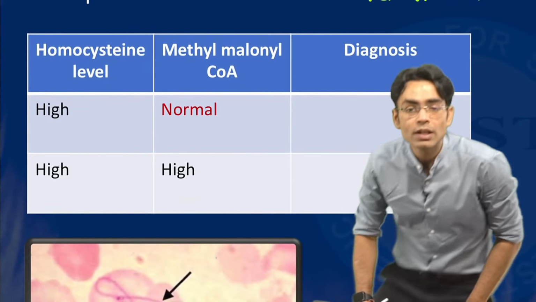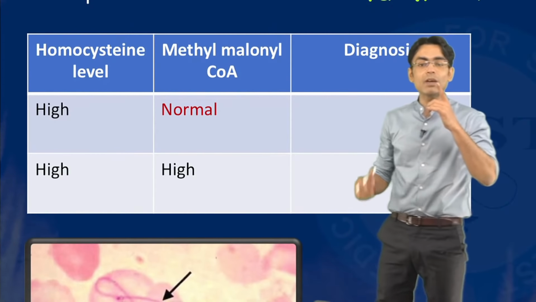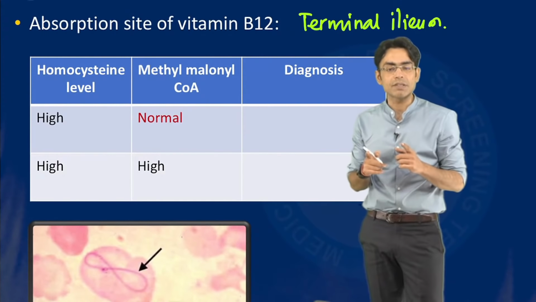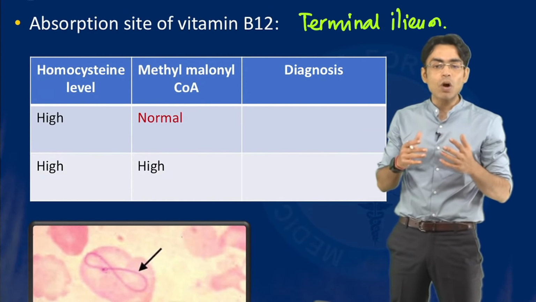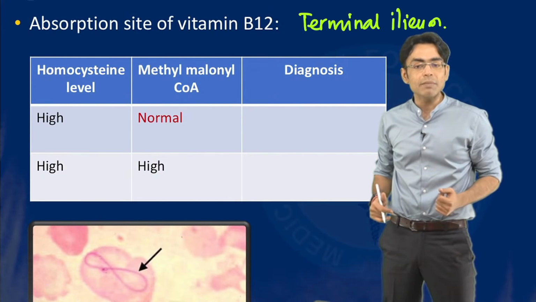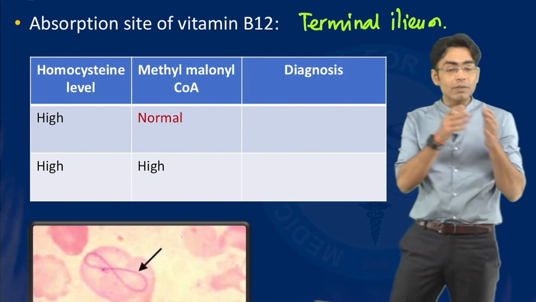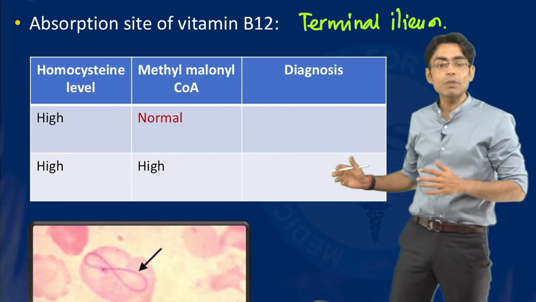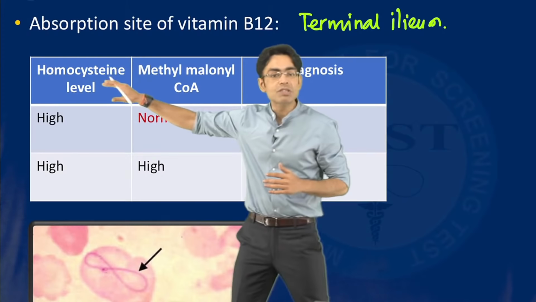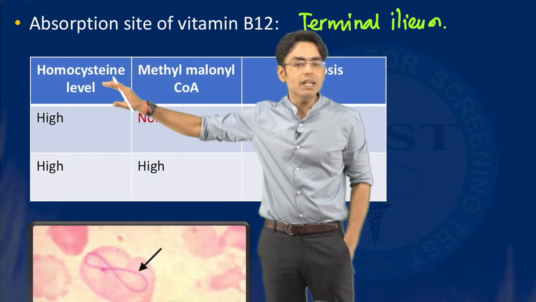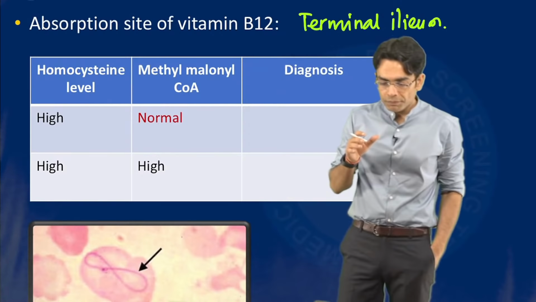Let's talk about megaloblastic anemia, which we have due to vitamin B12 and B9 deficiency. We need to understand as doctors that when a patient comes to us with megaloblastic anemia, we have to decide whether to start with vitamin B12 or B9, which deficiency is actually there. So we do these two tests: homocysteine levels and methylmalonyl coenzyme A. In the first one, homocysteine levels are high.